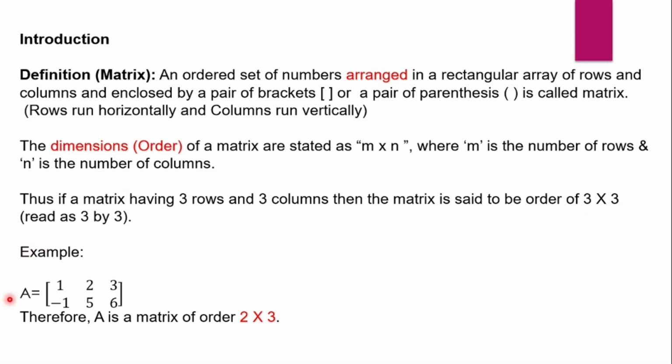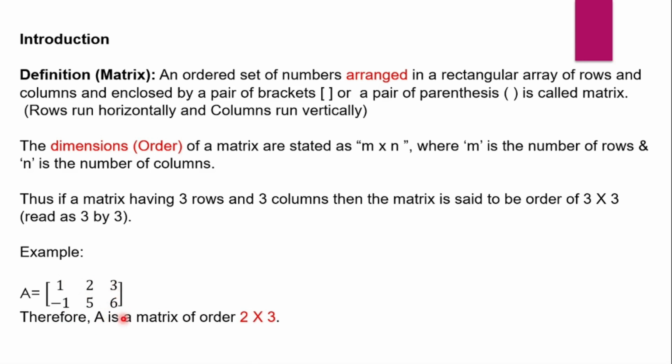For example, suppose here we have a matrix A consisting of elements 1, 2, 3, minus 1, 5, 6. Basically, if you can see, I have arranged the numbers in a particular format: 2 rows and 3 columns in a systematic way. So if someone asks what is the dimension or order of the matrix, you can say the dimension of the matrix is 2 by 3 because it has 2 rows and 3 columns.